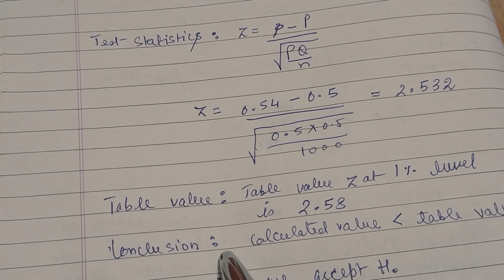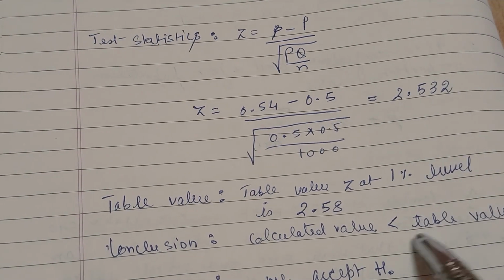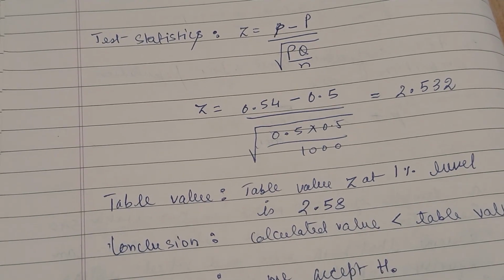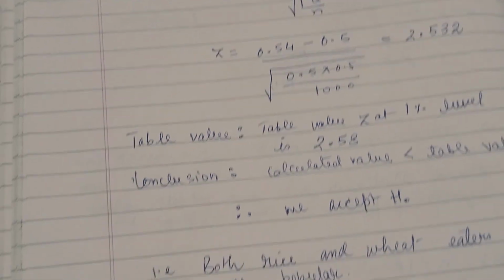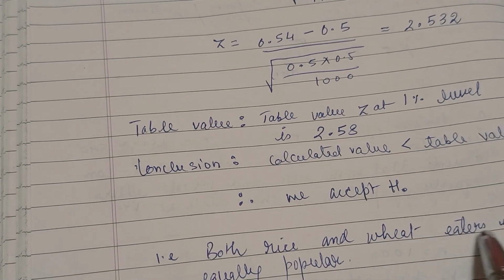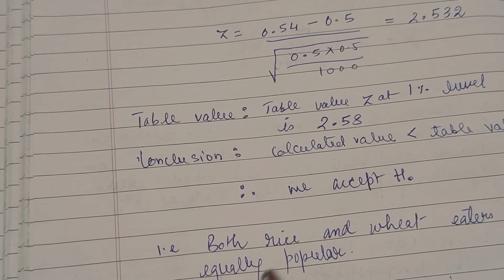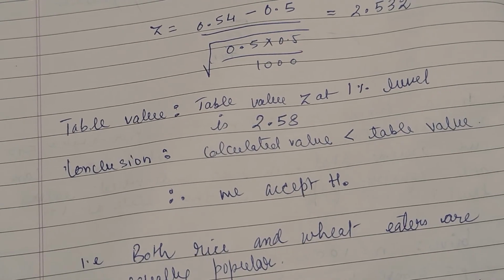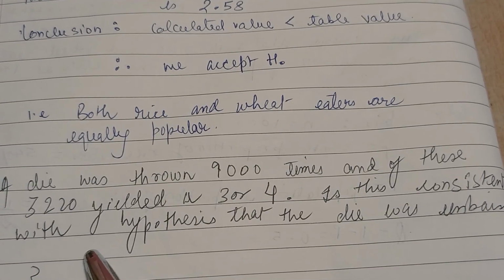So what is the conclusion? The calculated value, 2.532, is less than the table value, 2.58. Therefore we accept the null hypothesis H naught. So we can conclude both rice and wheat eaters are equally popular. I hope you got this. There's another question for you to practice. You should practice this on your own.